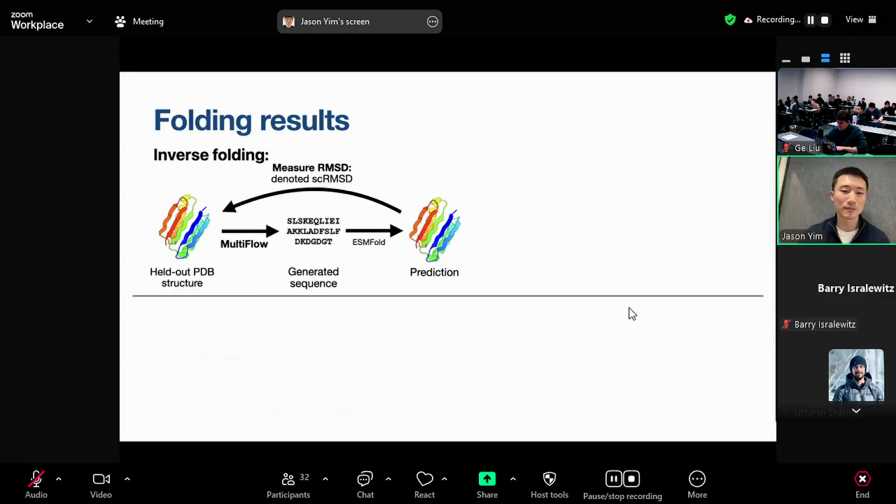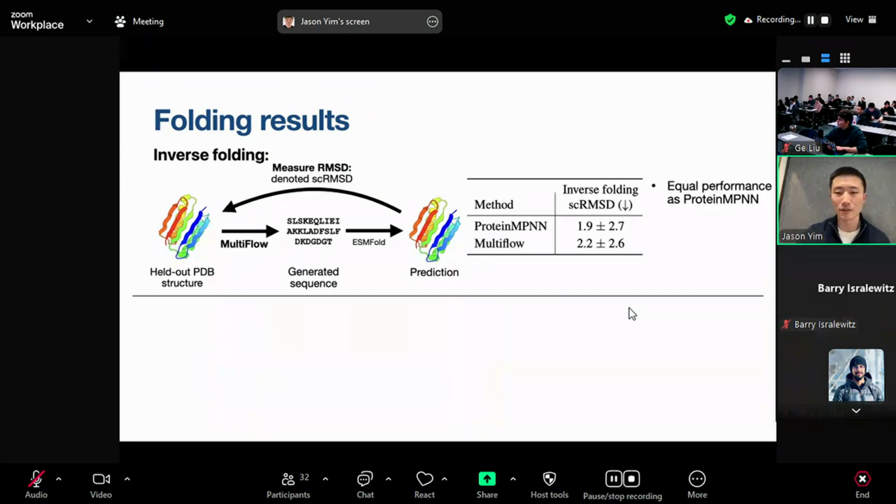And then for inverse folding results, here we held out PDB structures, and then we use MultiFlow to generate the sequence conditioned on the structure. And we measure the RMSD between how ESMFold thinks that predicted structure is and the held out PDB structures. And then we can see here, compared to ProteinMPNN, which is state of the art, we're very close. Even though our model wasn't specifically trained on that, it's trained on every task, it can still get very similar performance as ProteinMPNN, which we think is quite promising.